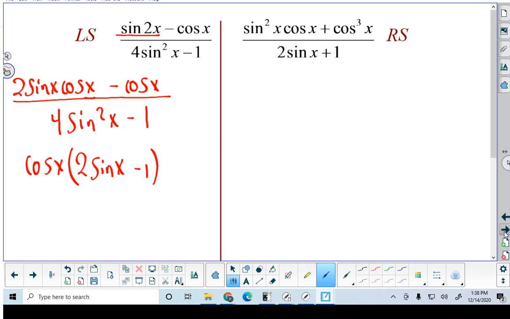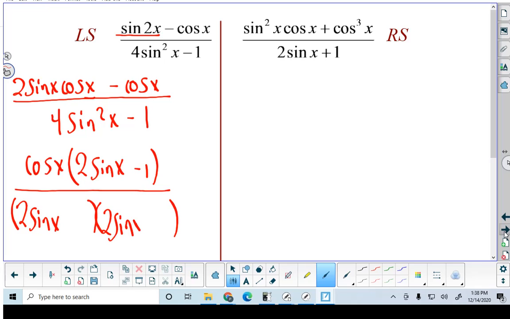What can we do to the bottom of the left-hand side? Oh, the answer is factor, but what I mean is, how can we factor the bottom of the left-hand side? Difference of squares, exactly. Is 4 sine squared of x a perfect square? You bet. It's a perfect square of 2 sine x, plus and minus. Is 1 a perfect square? Well, yeah. It's one of the simplest perfect squares, if not the simplest perfect square out there.